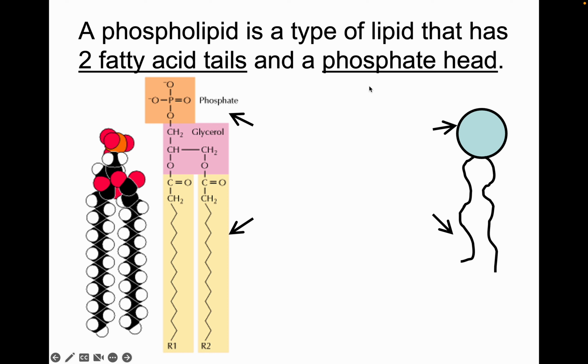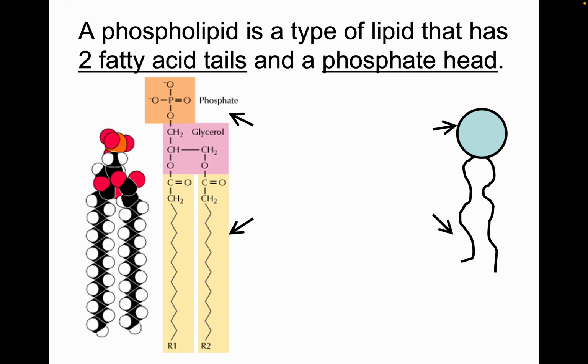Phospholipid is like a tiny building block in the cell membrane. It has two tails. These are the tails of a phospholipid that is made up of what? Fat. And the head contains phosphate. Okay? So it's like a small structure with two fatty tails and a phosphate head.